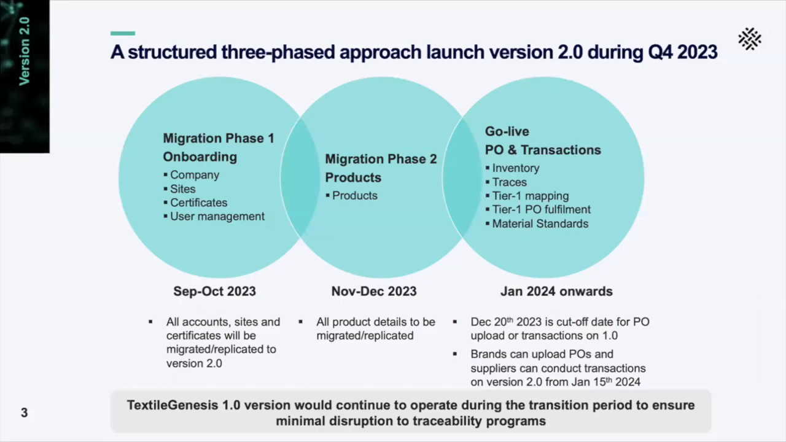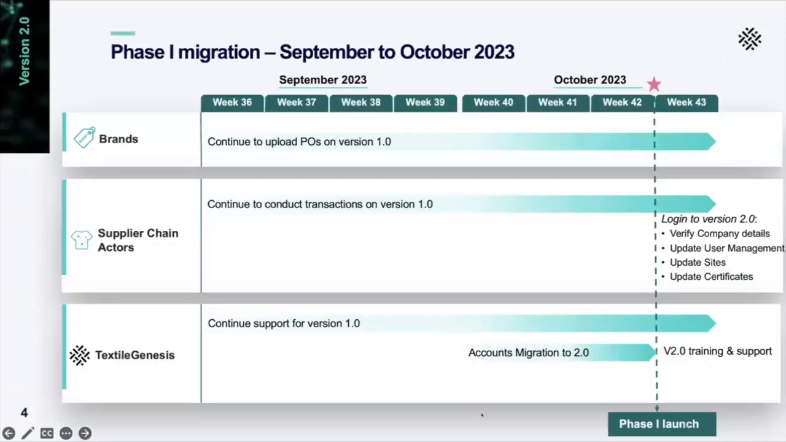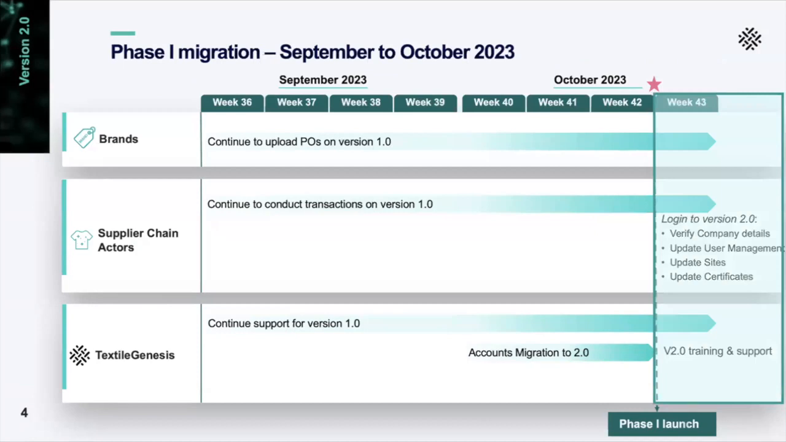As part of this original plan, we had also spoken about the phase one migration in terms of what would happen. So we had announced that we would be going live with the phase one launch in week 43, which is the current week that we are on. And like I said, migration phase one will go live on October 27th, 10 a.m. New York time. And at this point in time, we would be able to basically do all these actions. So you would be able to log into the new version, look at your company details, verify your company details, update user management, update sites and certificates as well.